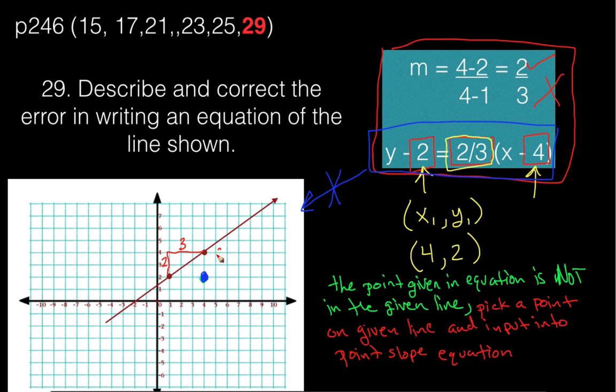Okay, so again, I can pick any one of these points. Like this point, for example, my x is 4 and my y is 4. So then I can pick this point and put it back in this equation. So then my new equation would look like y minus 4, my y1, equals, and my slope I already know is 2/3, times x minus 4, my x1. So here's my correct equation. I can point to that right there. So this is the work that I did to correct this mistake that was done on number 29.